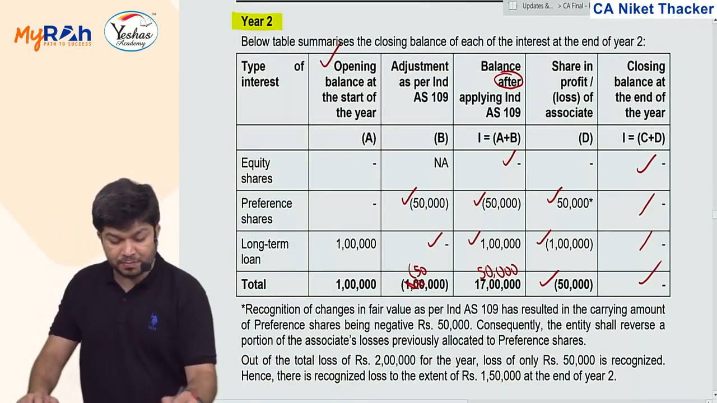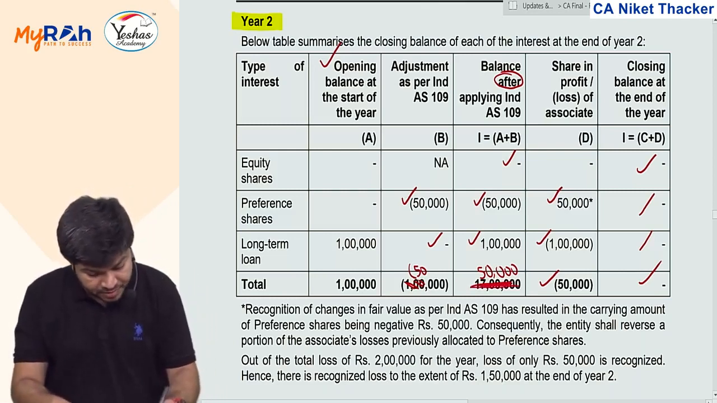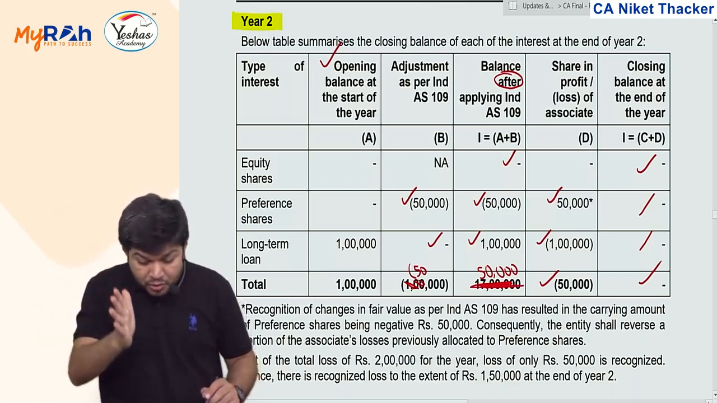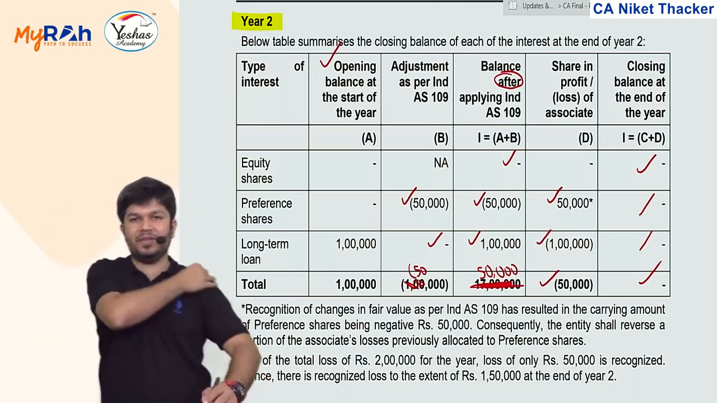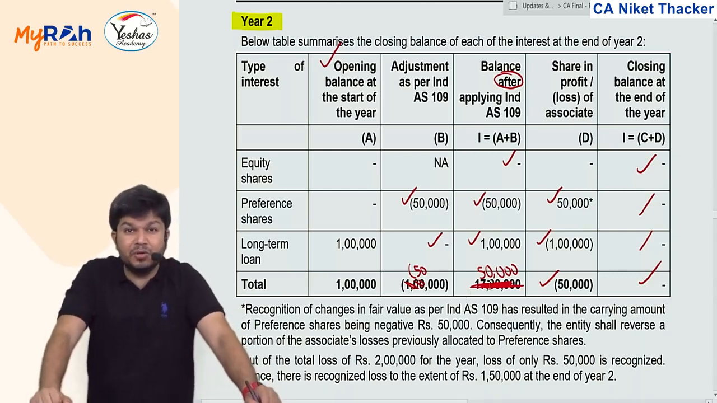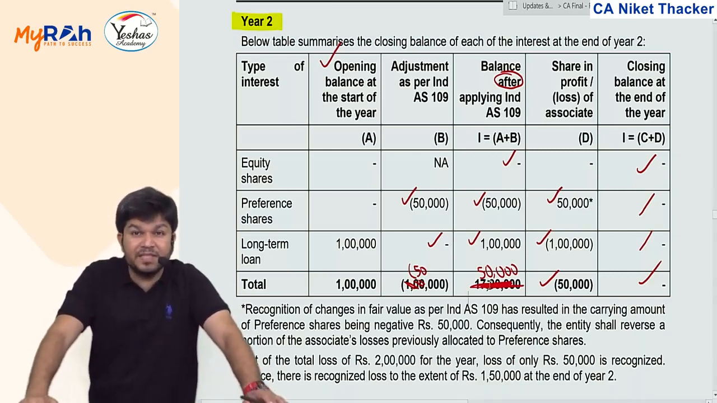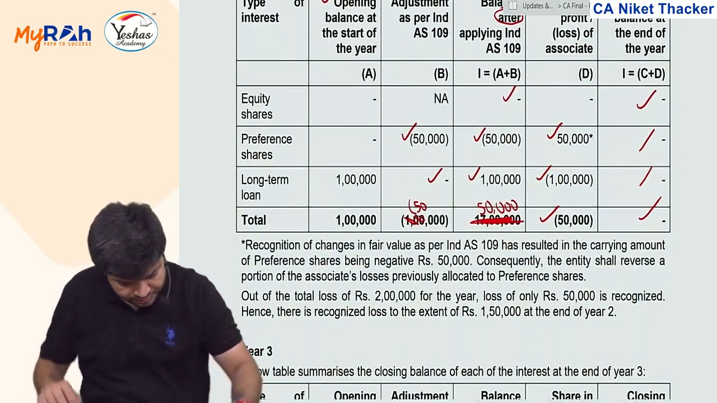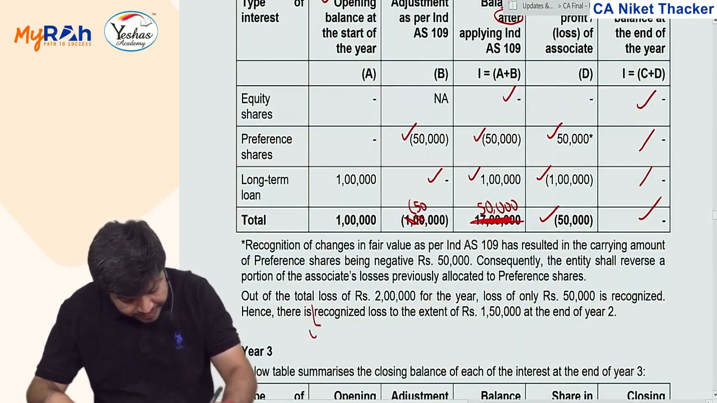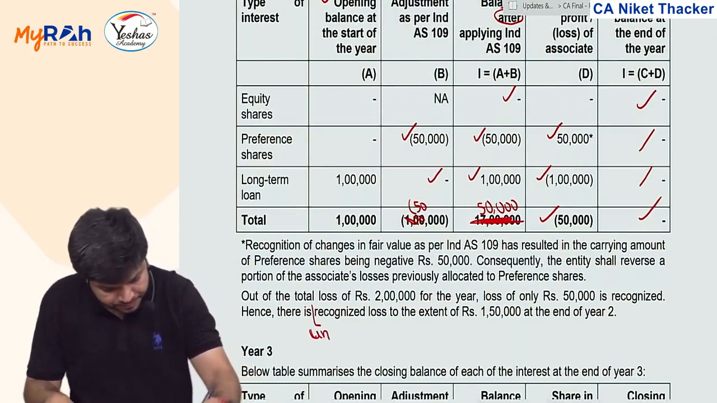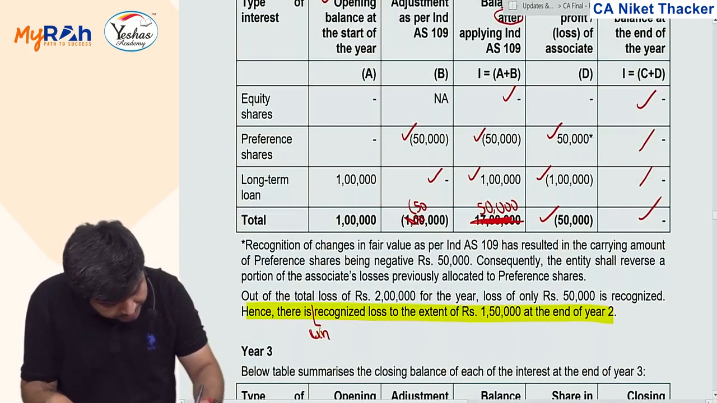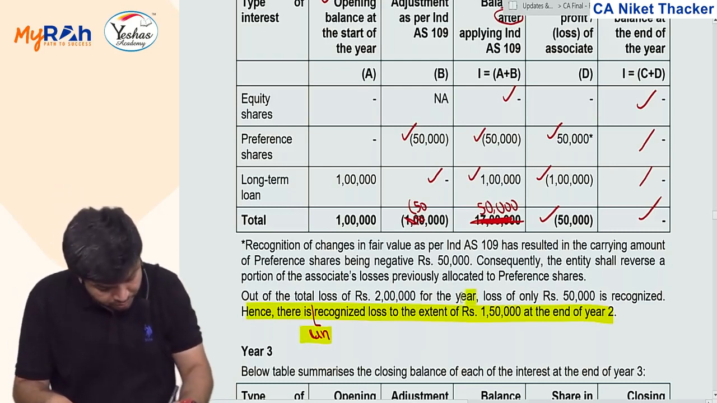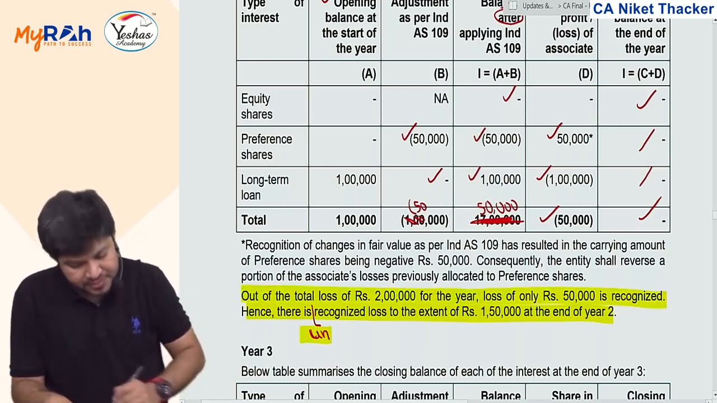So I had a balance of positive 50. Now I have a loss of 2 lakh. I book only 50. 150 cannot be allocated. So there is just one more term, unrecognized loss. There is an unrecognized loss of 150 at the end of year 2. Total loss is 2 lakh, only 50 is recognized.